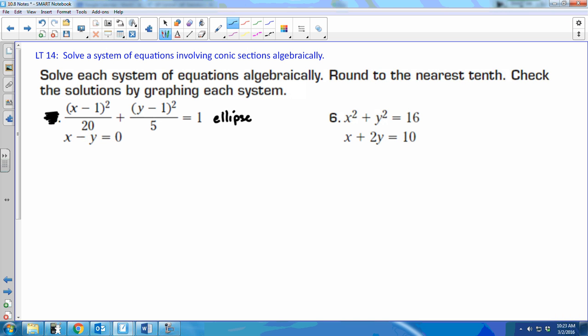That was an ellipse. There's a plus sign in the middle. You have fractions. The second equation is not a conic section at all. What's the second equation? It's just a line.